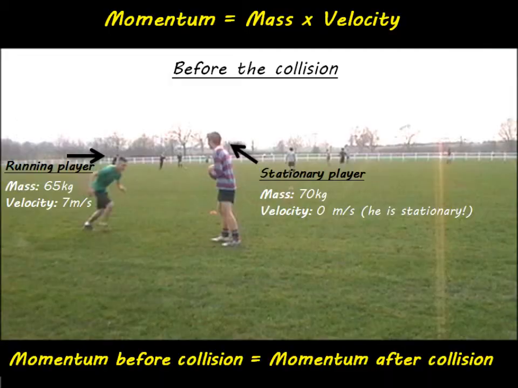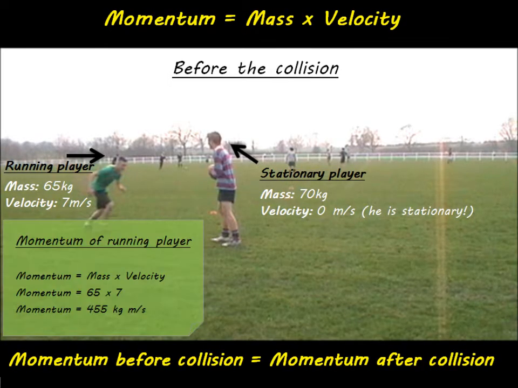So before we start having a look at the maths involved in calculating momentum, there's one rule that's really going to help us out. And that is the total momentum before an event, so that could be a collision, it could be firing a gun or kicking a ball, must be the same after that event. And we know that as the conservation of momentum. So the first thing we need to do is look at the information we've been given.